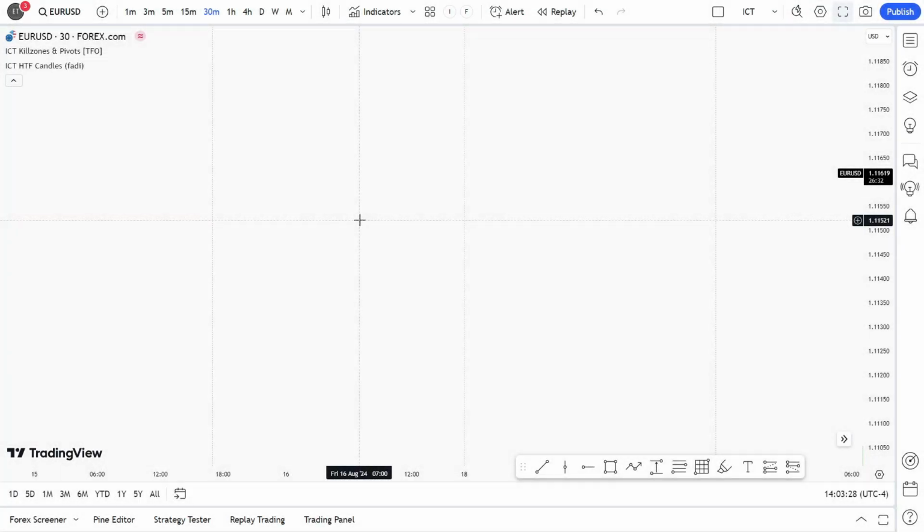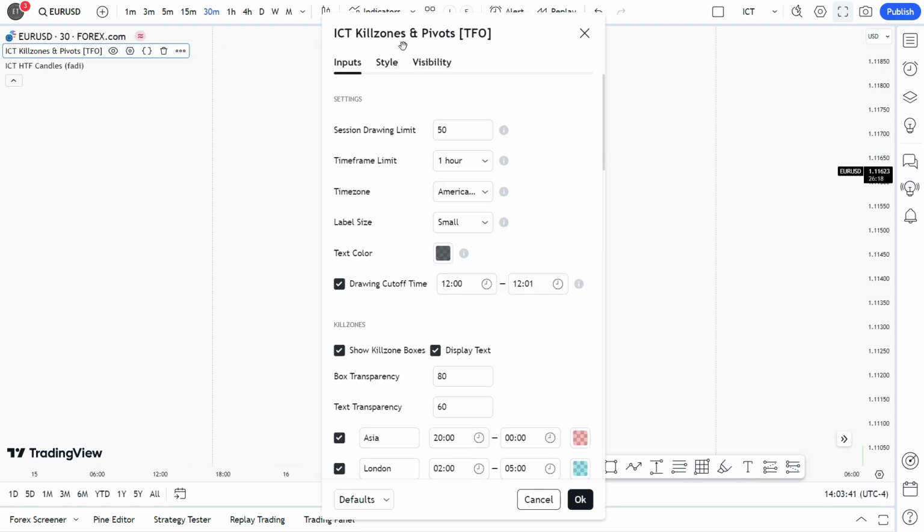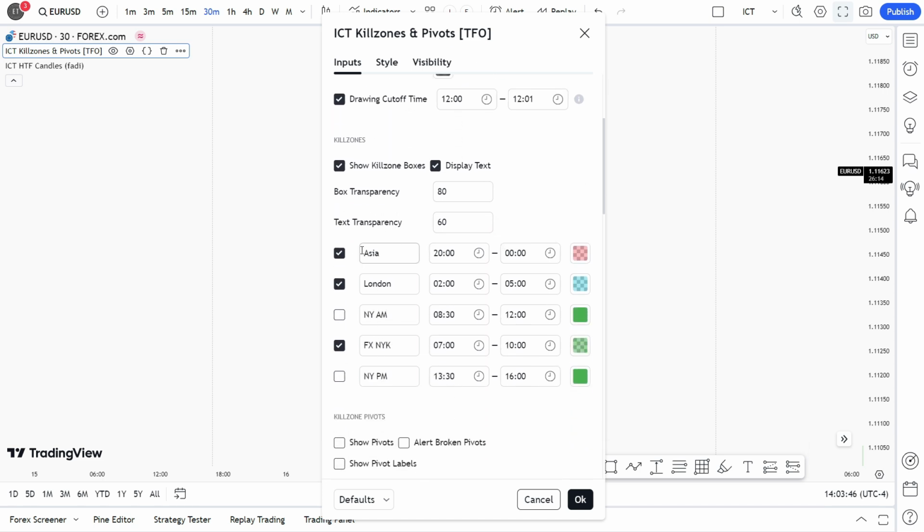Here I am on the charts. I will merge both the examples of time levels and the Killzones into one so you can understand the framework. I will show you these in the same examples. This is the indicator ICT Killzones and Pivots by TFO. These are my settings: the Asian Killzone, the London Killzone, the New York Indices AM, New York Indices PM, and this is for the Forex. So now I am on the EURUSD, so I will uncheck the New York AM and PM sessions.